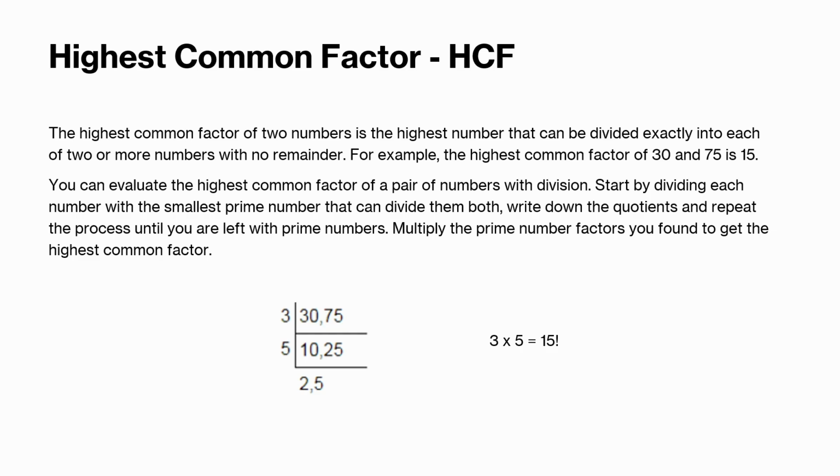So we divide 10 and 25 both by 5, you get 2 and 5, which are both prime numbers. They can't be divided any further. You multiply these prime factors you found to get the highest common factor. So 3 multiplied by 5 would give you 15.